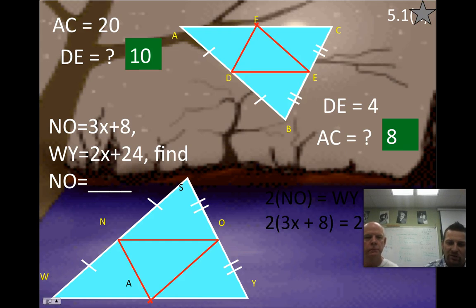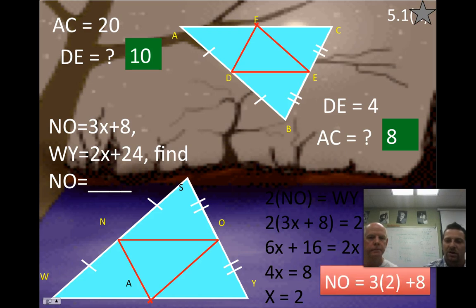From here, it just becomes some basic algebra. First thing we need to do is distribute. Once you distribute that 2 across the 3x plus 8, you get 6x plus 16 equals 2x plus 24. Now all you have to do is use the subtraction property, which leaves you with 4x equals 8. Divide by 4 on both sides, and you get x equals 2. Now remember, that is not the final answer. You have to take that 2 and plug it back into 3x plus 8 so we can get the actual length of NO. 3 times 2 is 6, plus 8 gives us 14, which you see now on the PowerPoint.